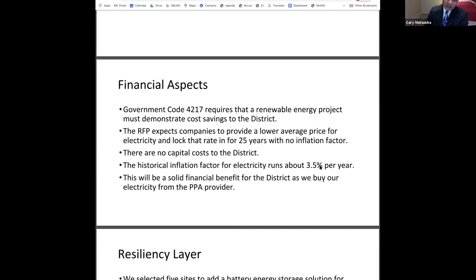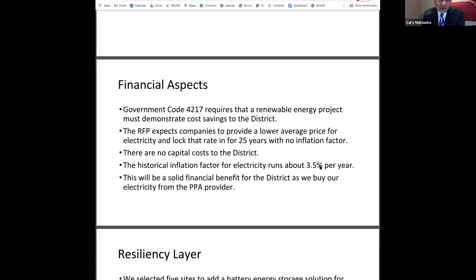And I didn't comment in the narrative or in the slide deck, but at the end of the 25 years, I hope I'm still around to celebrate that day, we are embedding in the language that you can take the whole array out at your expense because they really own it, but no company's going to want to take it out because it's going to be 25 years old. Or you can donate it to the district. And that language actually is going to be embedded in the contract.